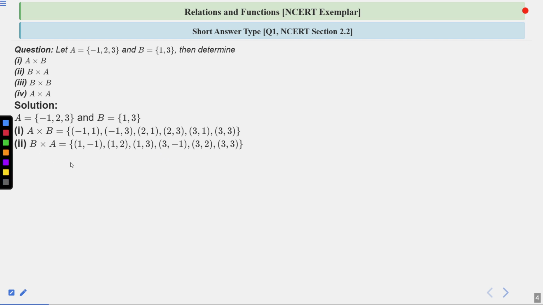In B cross A, we have the collection of all ordered pairs where the first position is filled by set B elements and the second position of the ordered pair is filled by the set A elements. So you have your 6 ordered pairs as (1, -1), (1, 2), (1, 3), (3, -1), (3, 2), (3, 3).